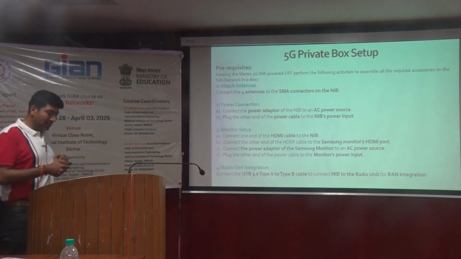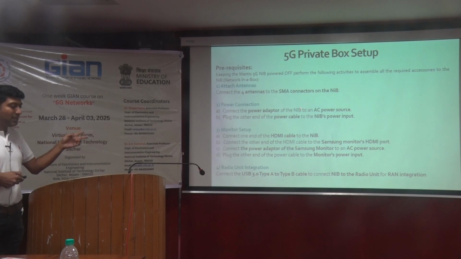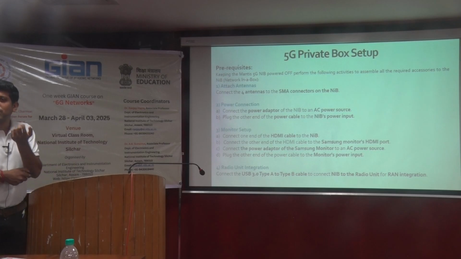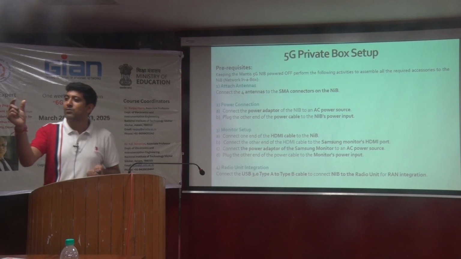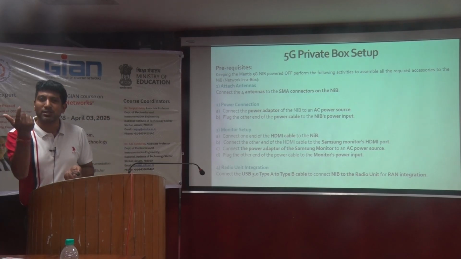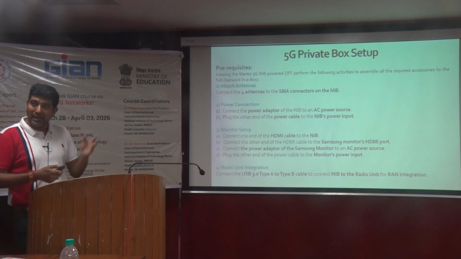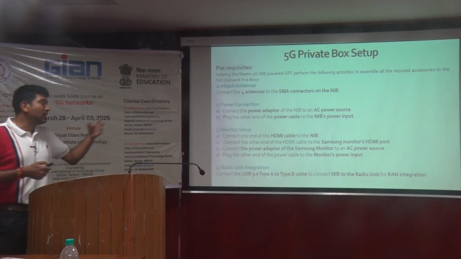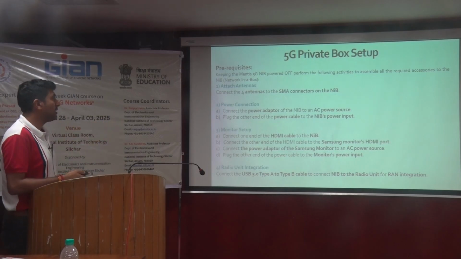So I'll just go through this. The prerequisite is connecting the antennas to the SMA connectors. SMA is basically the sub-miniature connector. In any setup or device, you see there is some sort of a screw connector. SMA is a sub-miniature connector, like BNC connectors. This is also one form of connector, known as sub-miniature connectors. There is A type, B type. The connectors in the 5G private box are SMA connectors.